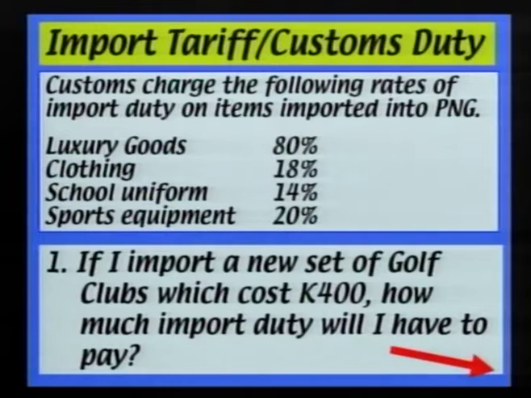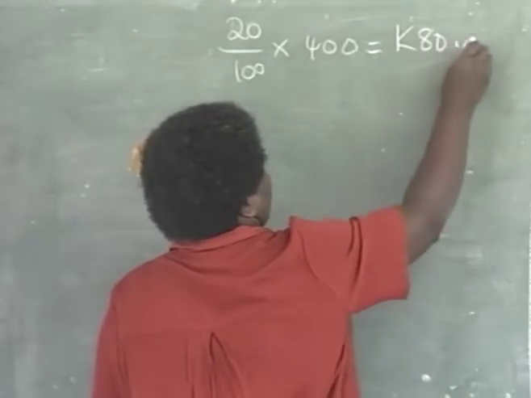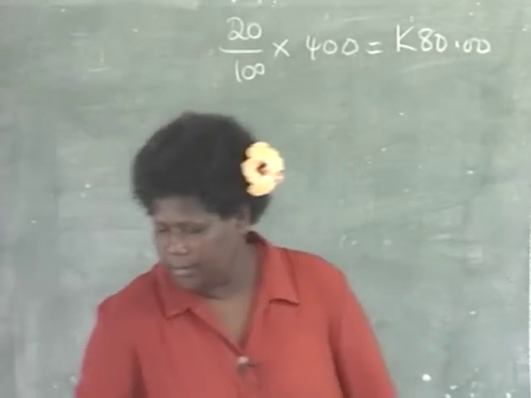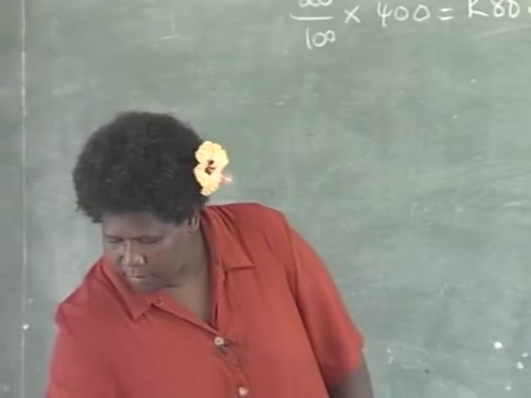Who's got the answer? Solomon? How much import duty? 80 kina. 80 kina. That's 20% of 400 kina, which is 80 kina. Okay. Next one.